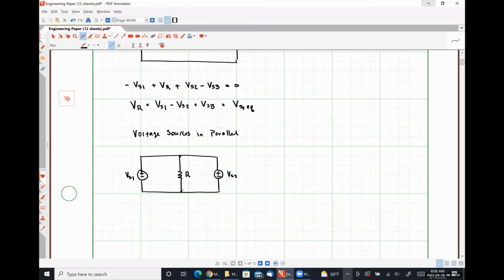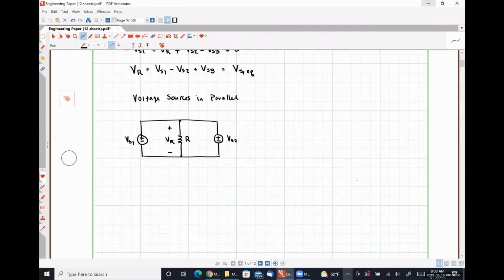Kirchhoff's voltage law tells us, well, let's call this voltage drop over our resistor. Kirchhoff's voltage law tells us that our resistor voltage drop is equal to VS1, but it must also be equal to VS2, which implies this only works when VS1 is exactly equal to VS2. Okay.